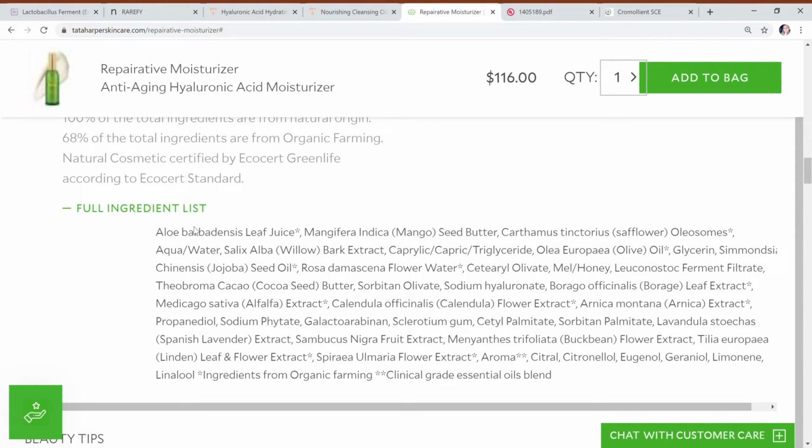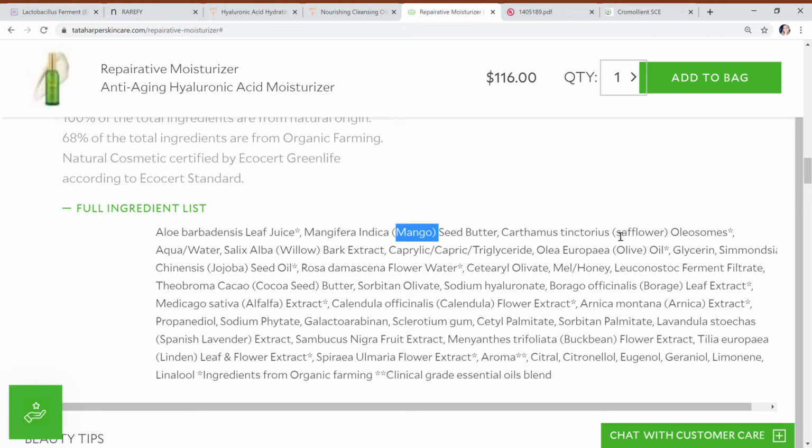The first ingredient is aloe leaf juice. That's a water-containing ingredient. Then we have mango seed butter, which is an oil-containing ingredient. So in order for oils and waters to come together, and we also know this is a moisturizer, we need an emulsifier. So we know that this product is going to contain an emulsifier to bring the oil and the water together. We know it's going to contain an antioxidant, and we know it's going to contain a preservative.